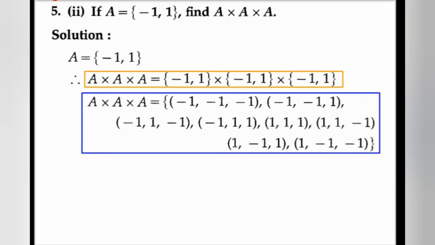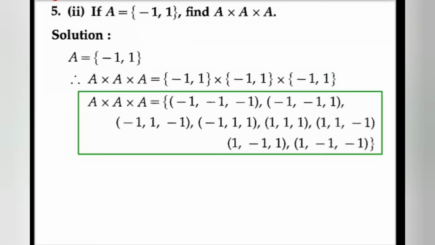So it is (-1,-1), (-1,1), (1,-1), (1,1).